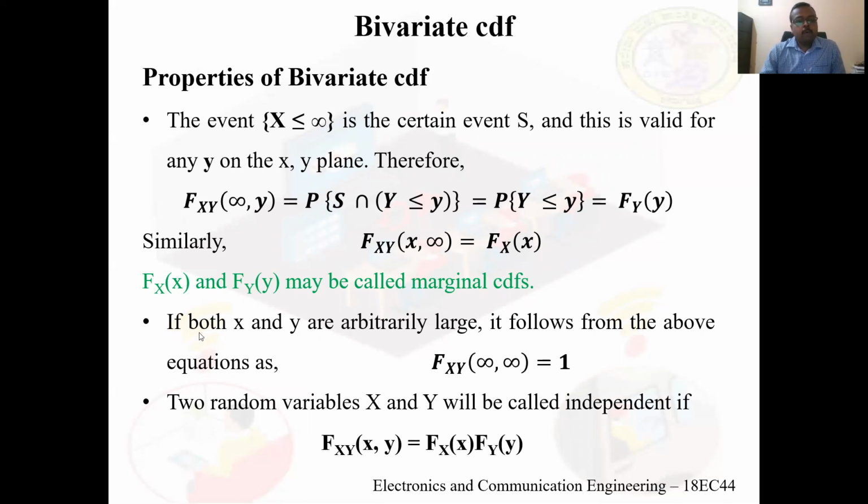Next property: if both X and Y are arbitrarily large, it follows from the above equations that both X and Y are less than or equal to infinity. Now this cumulative distribution function is equal to 1 when both X and Y are less than or equal to infinity. Next property: the two random variables X and Y will be called independent if F_XY(x, y) is equal to F_X(x) multiplied by F_Y(y). Then these two random variables X and Y are called independent random variables.